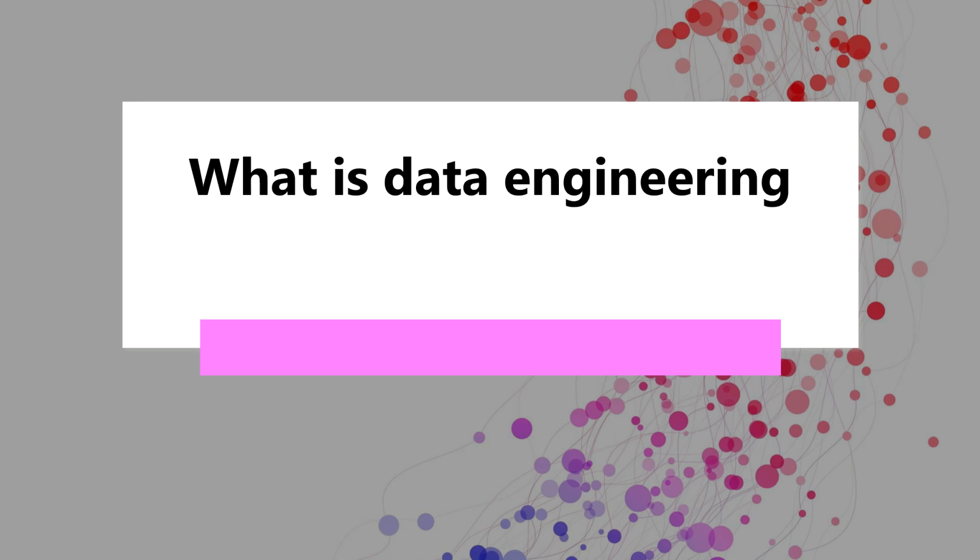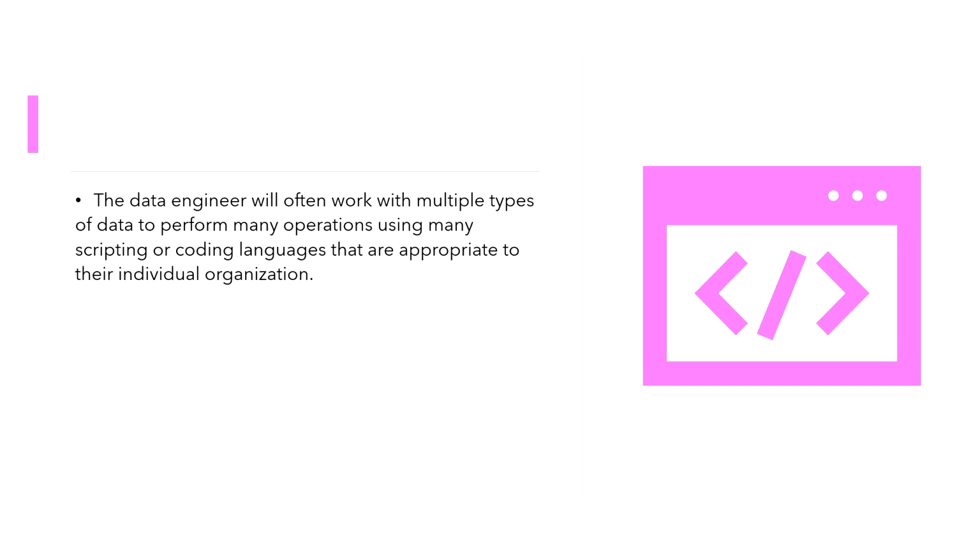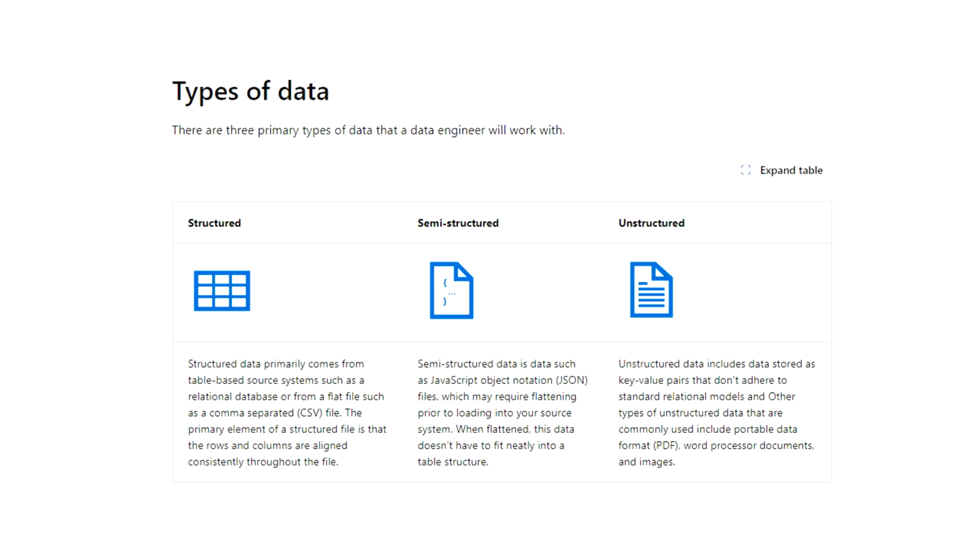So today I will be discussing what exactly a data engineer does, and the role and responsibilities. Basically, a data engineer often works with multiple types of data to perform many operations using many scripting or coding languages that are appropriate to their individual organizations. There are basically three primary types of data that a data engineer will work with: structured, semi-structured, and unstructured.